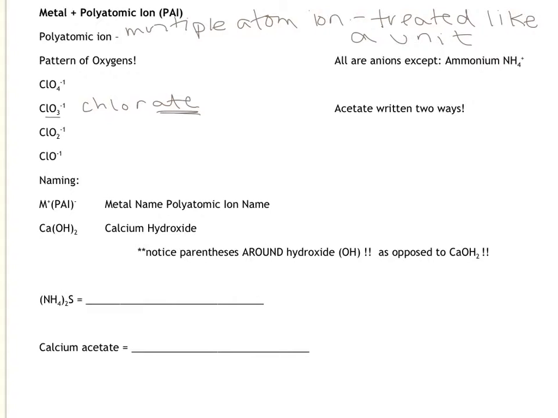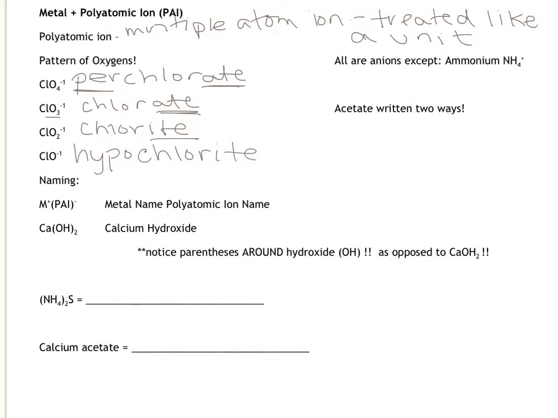So ClO3 is chlorate, the ATE ending. If I have one more oxygen than chlorate, with ClO4, I have perchlorate, keeping that ATE ending and adding the per on the front. Going back to chlorate, if I have one less, I go from ate to ite, so chlorite. And then one less than that is hypochlorite. So that has the prefix and the ending. So just something to be aware of, the number of oxygens can dictate my ending.